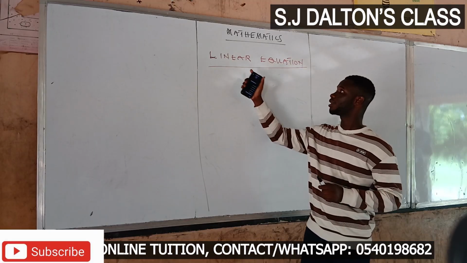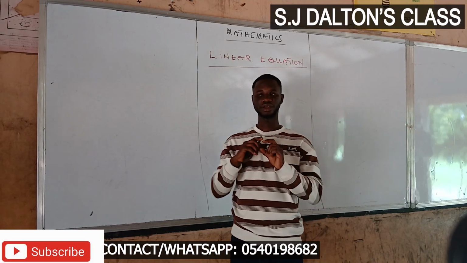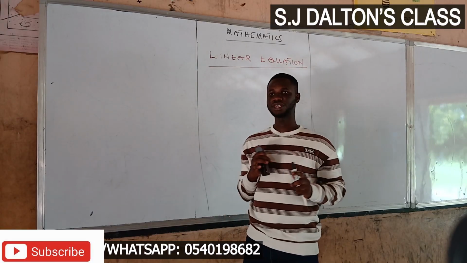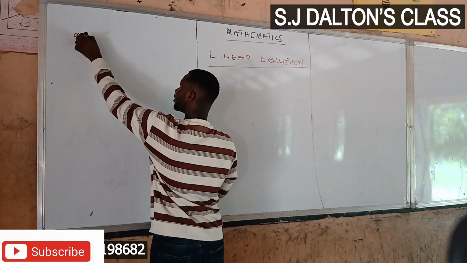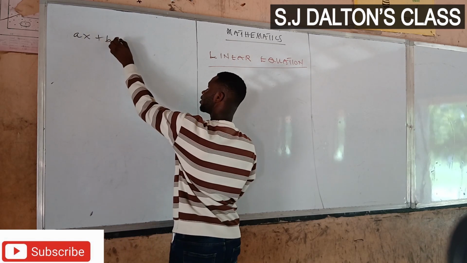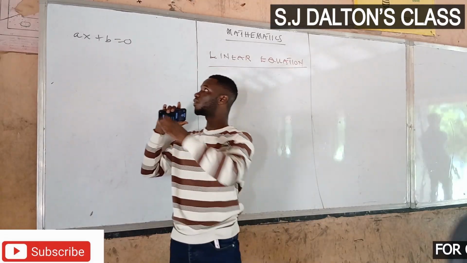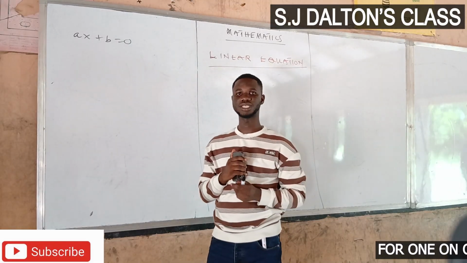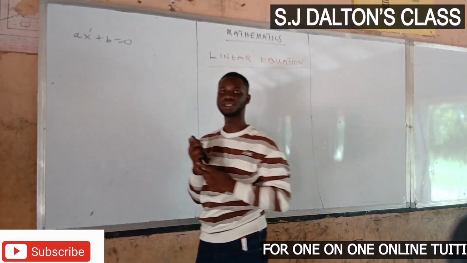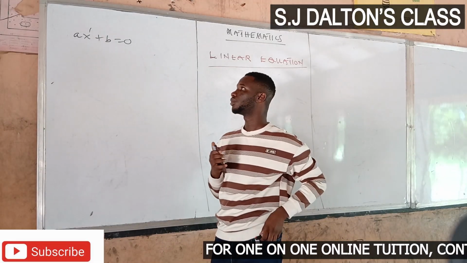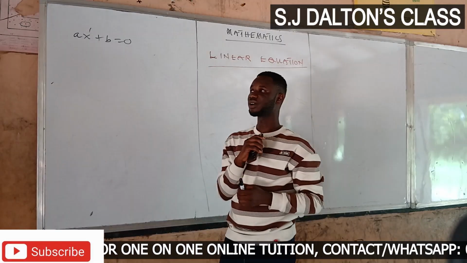So linear equation, a graph of linear equation gives us a straight line. A graph of linear equation gives us what? A straight line. So linear equations are mostly of the form ax plus b is equal to 0. They are in the form of this. So the highest power of x is 1. Highest power of our x is what? 1. So mostly linear equations are of this form.